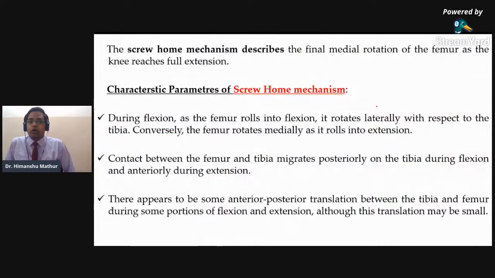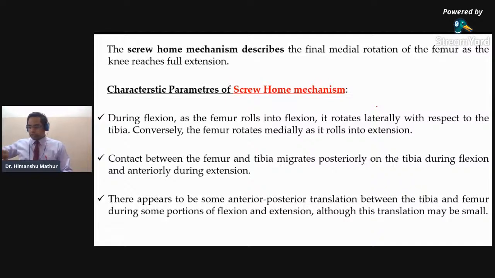Now, the screw home mechanism is described as the final medial rotation of the femur. Although we'll be talking about it a little later, I'll give you some characteristic parameters of the screw home mechanism right now. Now, during flexion, as the femur rolls, let me discuss the screw home mechanism in detail with you. We know that the medial femoral condyle is a larger condyle compared to the lateral femoral condyle.